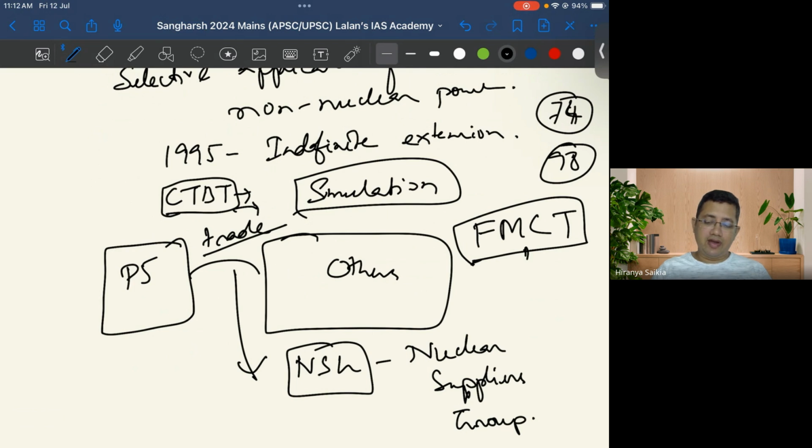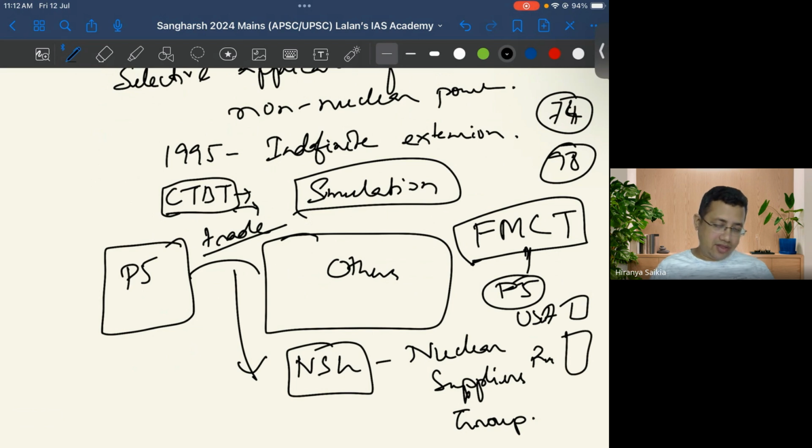Again, the problem you can find. If USA says it needs this much, Russia says no. So FMCT is pending since eternity. So this is the regime on which the global nuclear agreement is based.